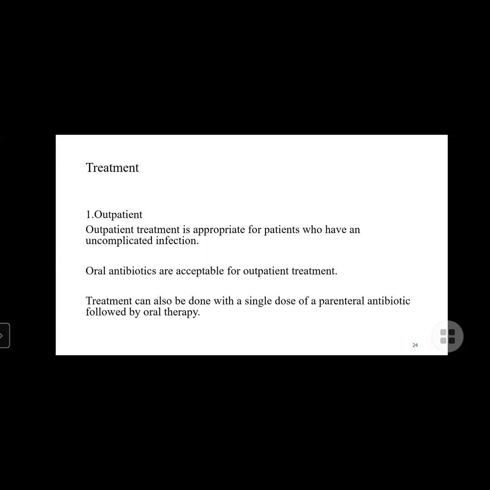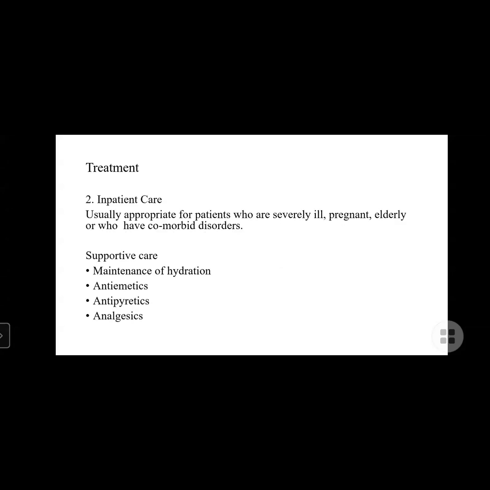So we move on to treatment. Treatment can be done in either outpatient or inpatient settings. Outpatient settings are usually for those who have uncomplicated infections, and oral antibiotics are acceptable for outpatient treatment. Either that, or the patient can be started with a single dose of a parenteral antibiotic, an IV antibiotic, followed by oral antibiotics. Inpatient care is usually for those who are severely ill, or the elderly, or pregnant women, or those who have comorbid conditions.